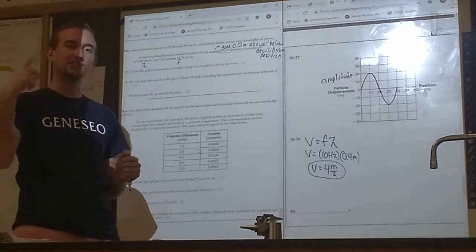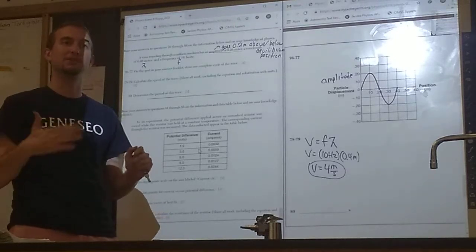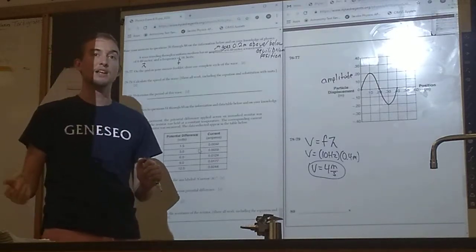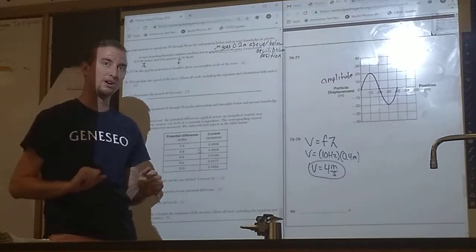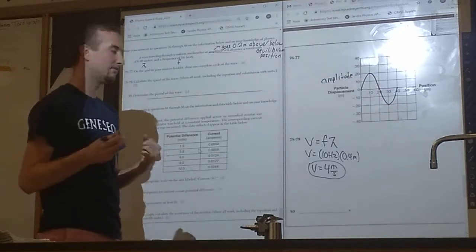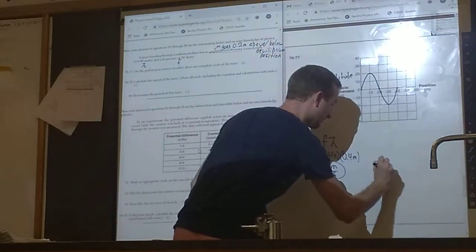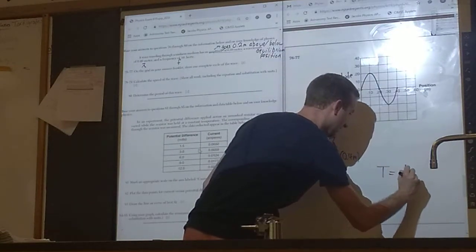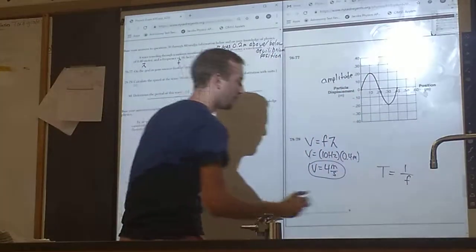If you see a wheel that's spinning 10 times per second, the frequency is 10 hertz. The period is how much time it takes for one of those cycles to happen. They are inverses of each other, and in the reference tables, the equation is given just like that. T equals 1 over f.